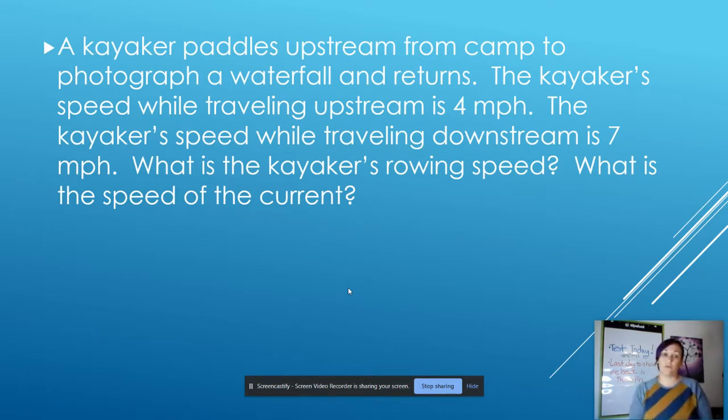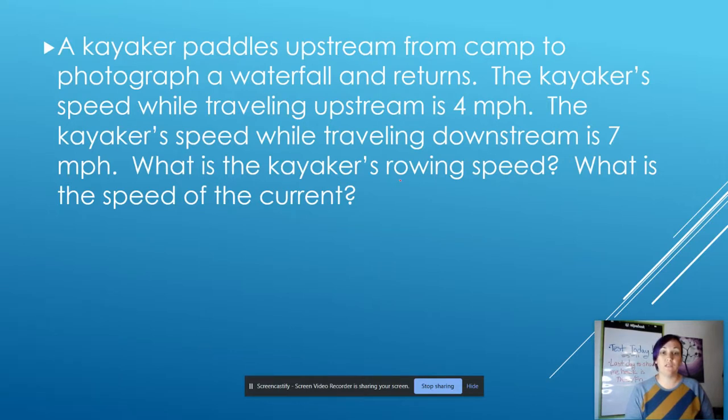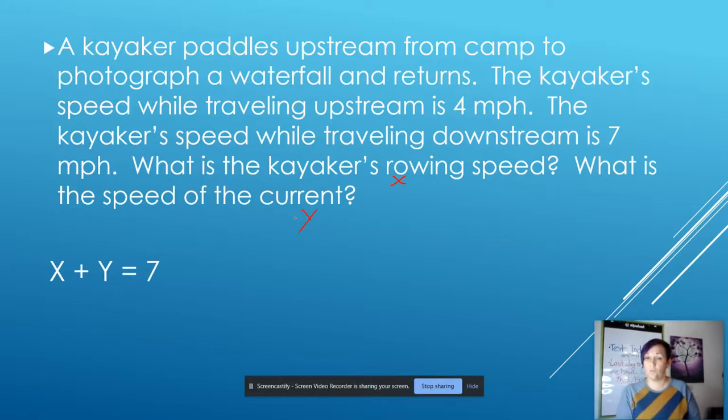So just a reminder that the kayaker's rowing speed, that would be the speed of the object, and that's always going to be x. And then the current is the force pushing it, so that's going to be y. So the rowing speed is x and the current is y. Our equations are always x plus y and x minus y. In this problem, x plus y would be traveling downstream, the faster of the two, which is 7 miles per hour. 7 is faster than 4.